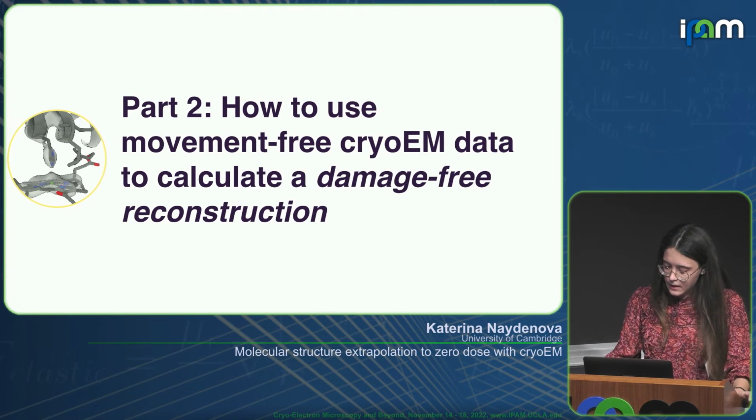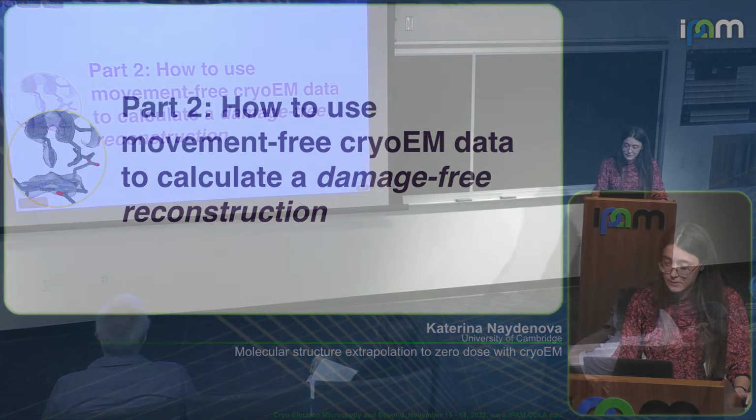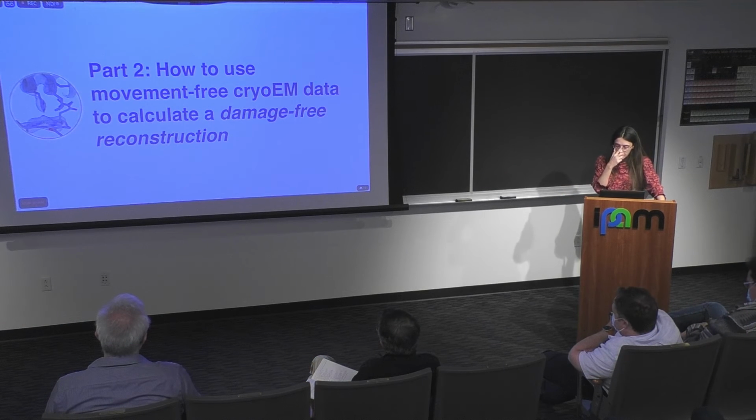So with this, I'm going to move to the second part of the talk. What can we do with this motion-free cryo-EM data now? Of course, we saw radiation damage is still there, because all these linear plots continue to decay, and the rate of decay is the same. So how does this help to address anything about radiation damage, right?